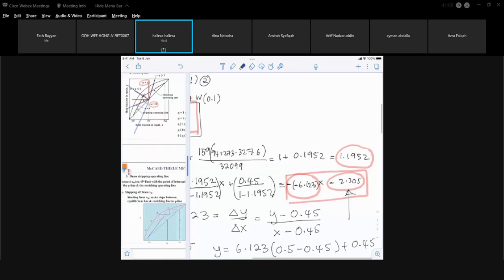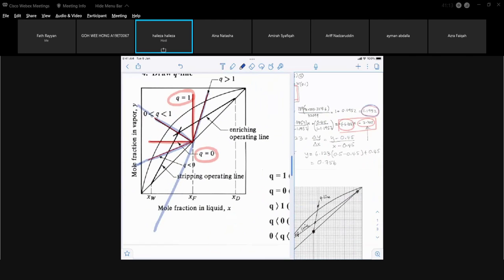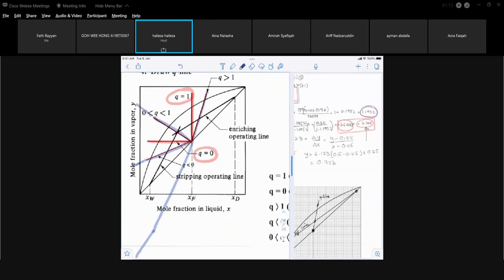The Q that we got earlier is 1.1952. That is greater than 1. So that's the reason why our y-intercept is very far beyond the graph. So it is not wise to use the y-intercept unless your Q is less than 0 in this case.